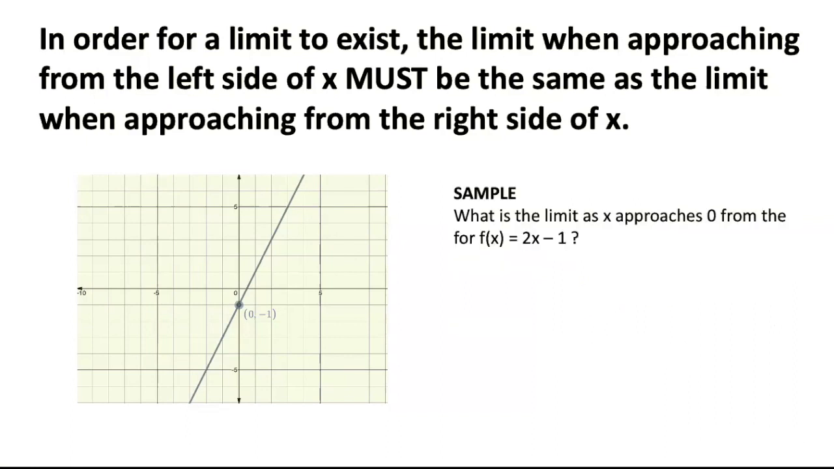So because of that, when I'm just asked what the limit is as x approaches 0 for this function, here I would lose the left and right hand side notation because I just want the overall limit, and the overall limit would be -1 since that's what both side limits were equal to.